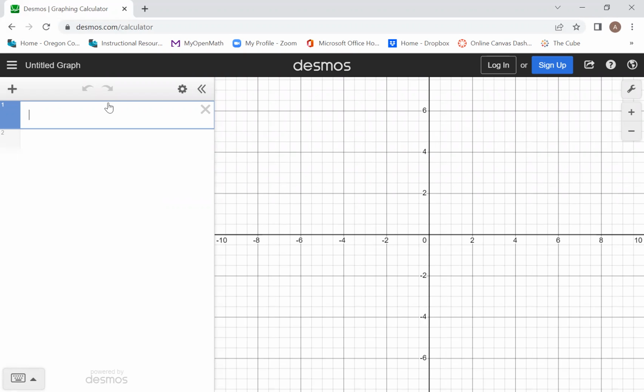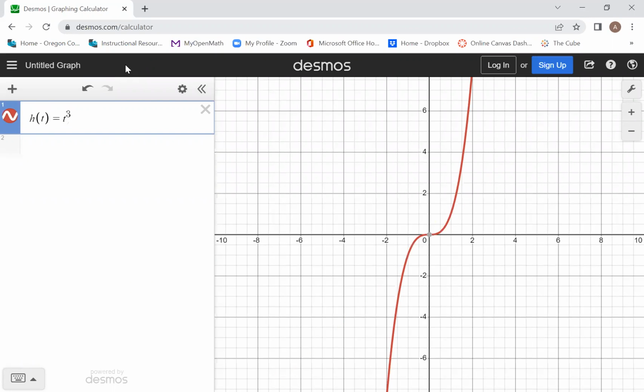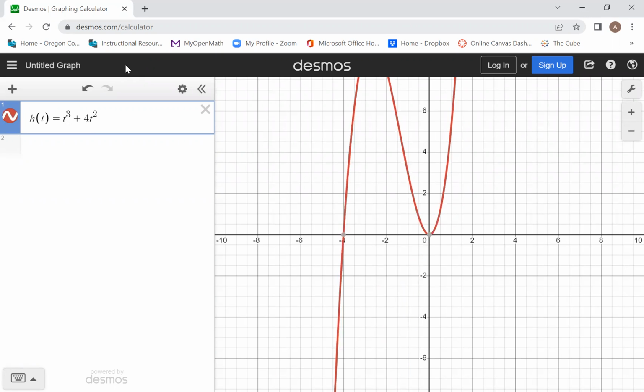Yeah, okay, it is h of t. Sorry. Okay, h of t equals t cubed. So I'm going to use the raise to button, which is the caret symbol, which is shift 6. And then plus 4t squared, so I'm using the raise to symbol again, and plus t minus 6. All right, there we go.